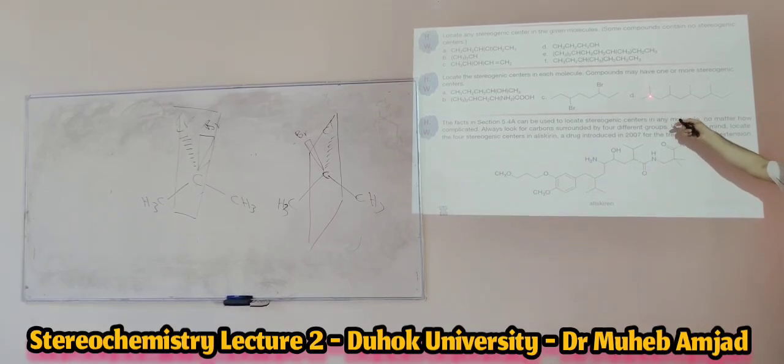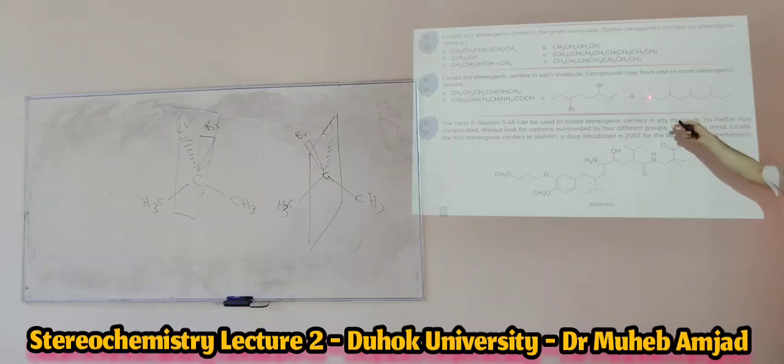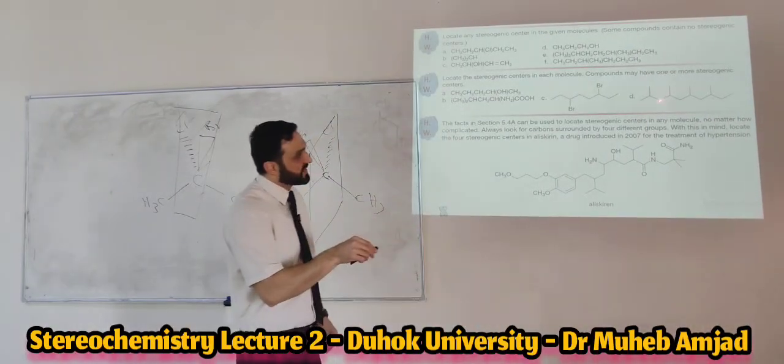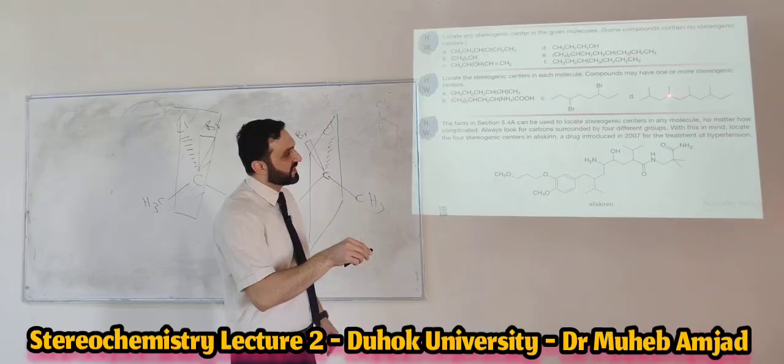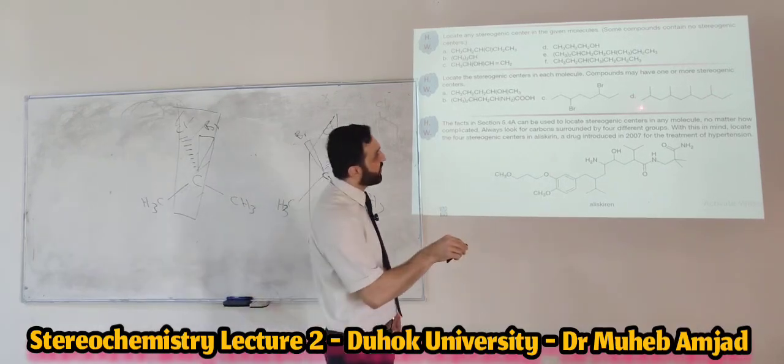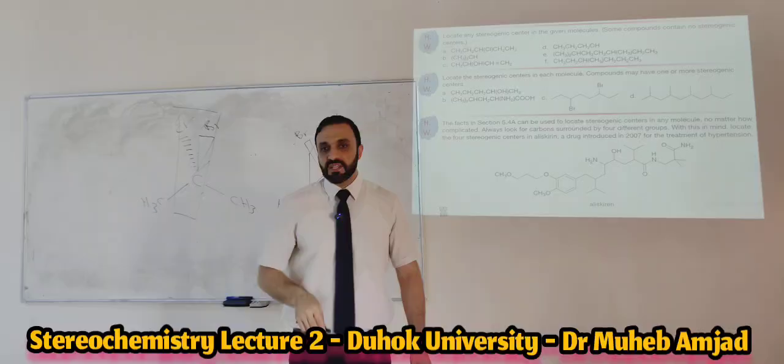No. This, no. This here, this here: stereogenic center or no? No. Why no? Because this group is like this group. Okay? Both of them are CH3. That means it has 2 identical groups. It is not a stereogenic center. And go like that. This, no. This, yes, is a stereogenic center. This, no. This, yes, it is a stereogenic center. This, no. This, yes, is a stereogenic center. That means we have 1, 2, 3 stereogenic centers in this example.